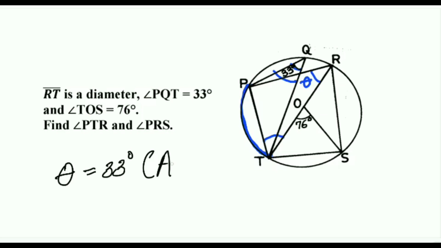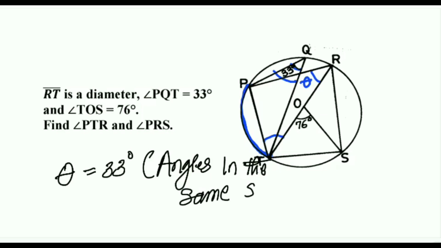The reason is angles in the same segment. Angles in the same segment are equal to each other. So now I've got theta to be 33 degrees.